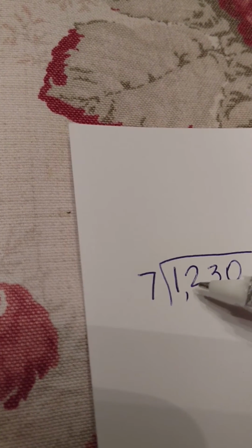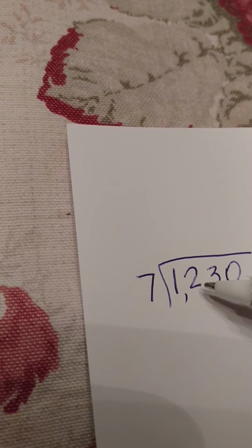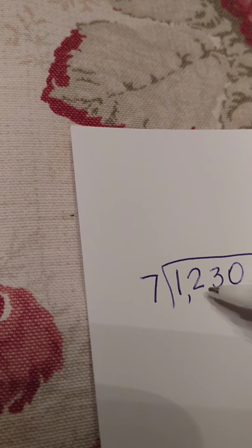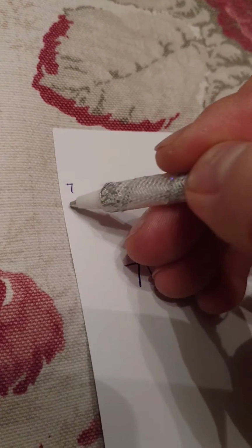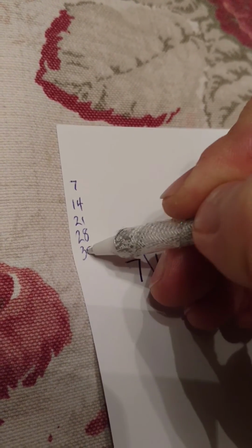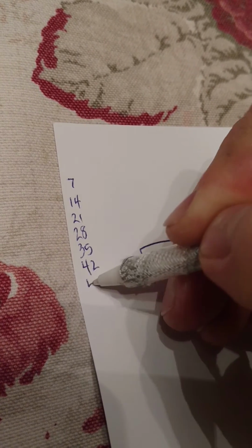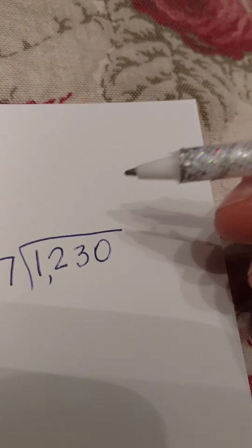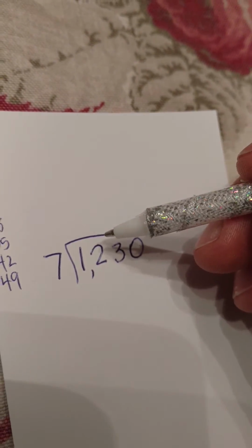So you put the 1 together with the 2 next door, which makes it 12. How many times will 7 go into 12? I might just make me a little list here of my 7s so I don't have to think about them anymore. Okay, that's probably good. How many times will 7 go into 12?